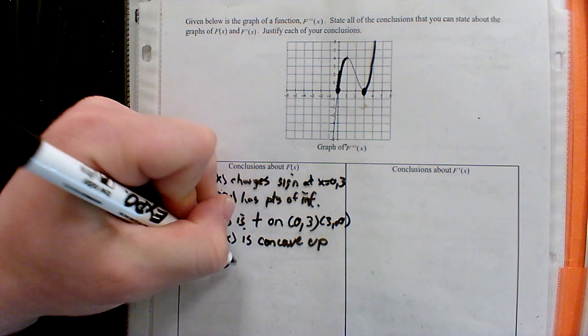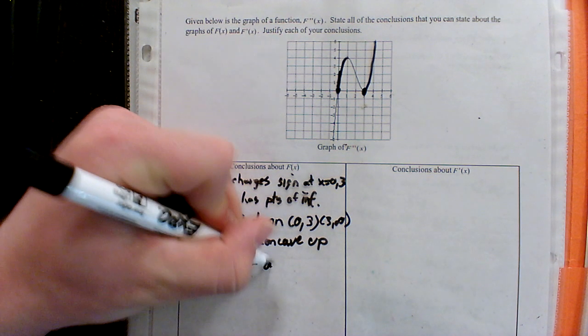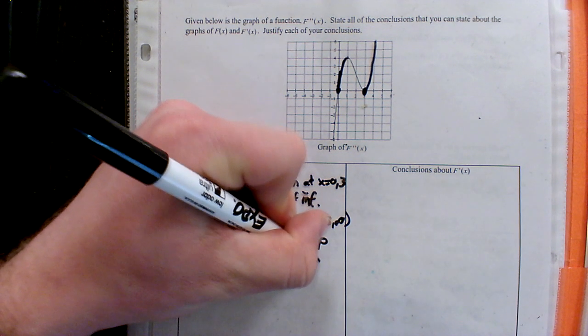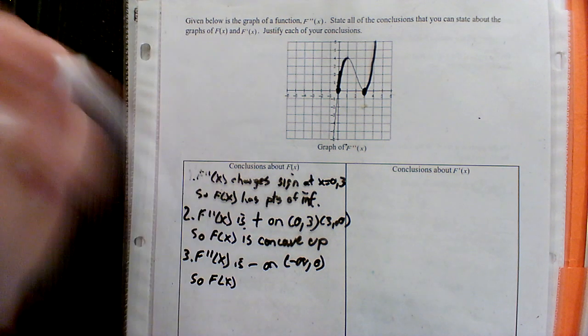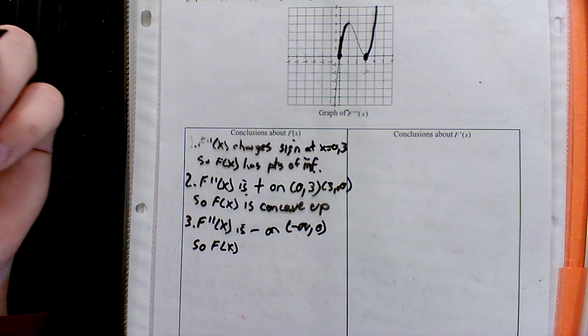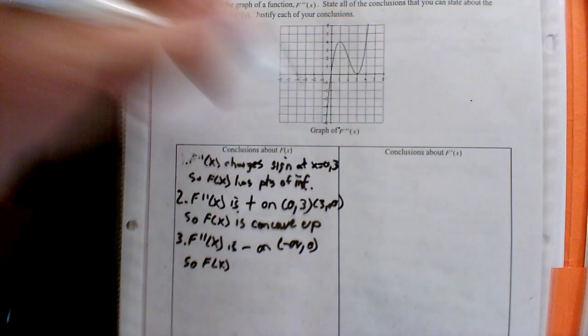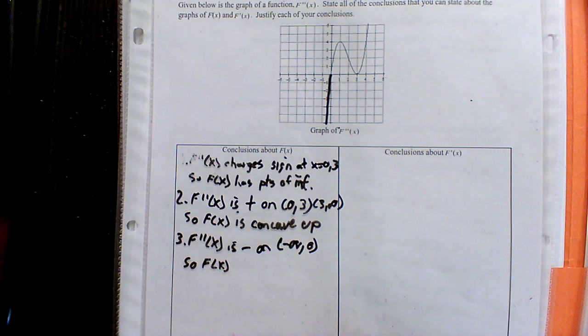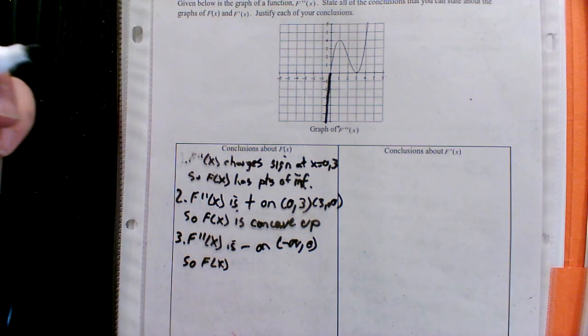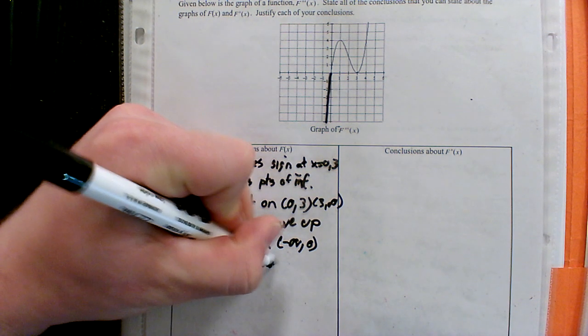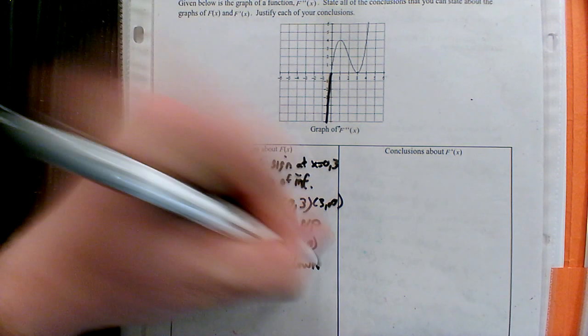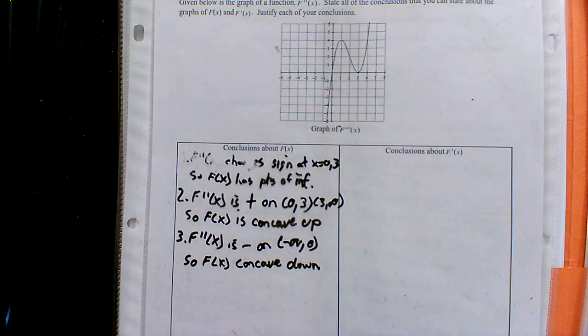3 is going to be very similar. Second derivative is negative this time. From negative infinity to 0. So the original is what now? Concave down. Okay.